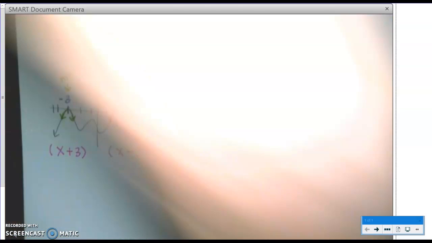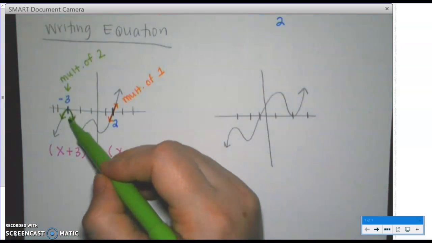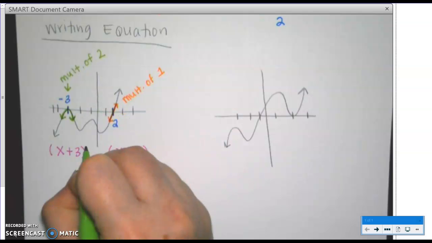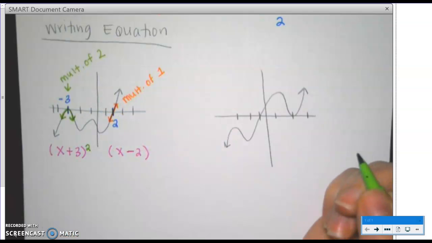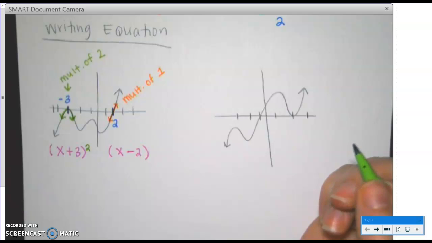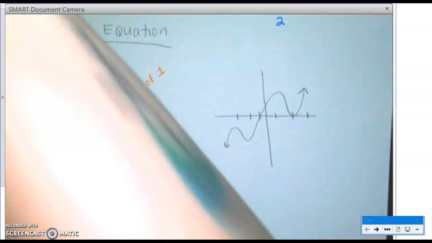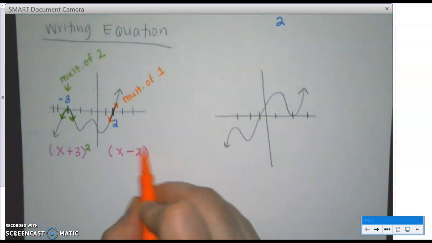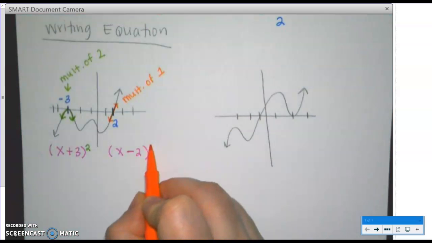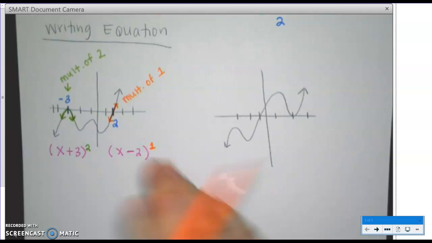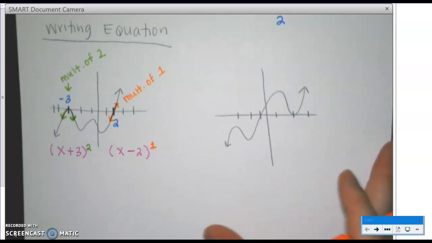So keep in mind the multiplicities. Because this looks quadratic here, that factor should be raised to the second power to indicate the multiplicity of 2. This one was going straight through, so technically this won't have anything on there, but if it makes you feel better to put a 1, just these are our notes, then that's fine.